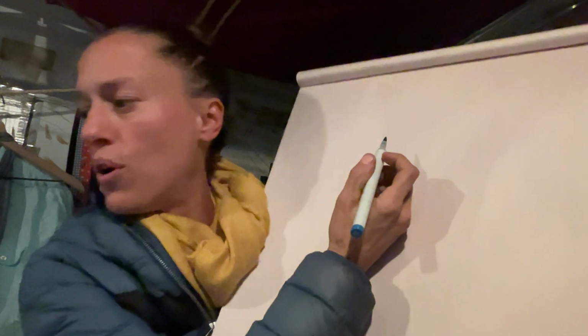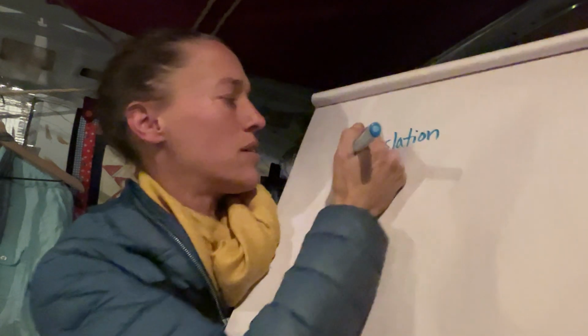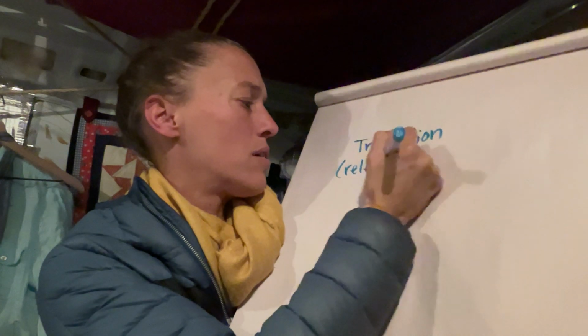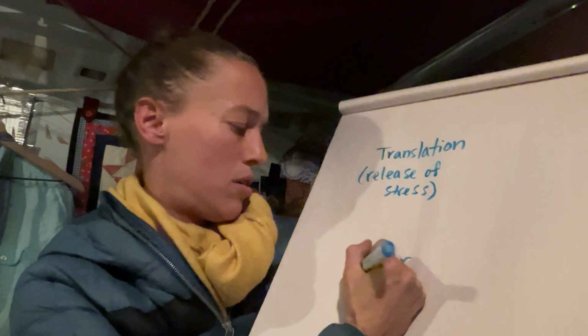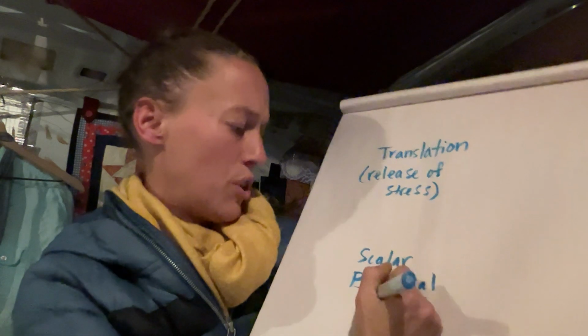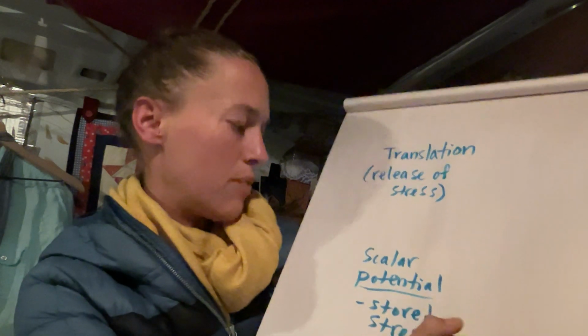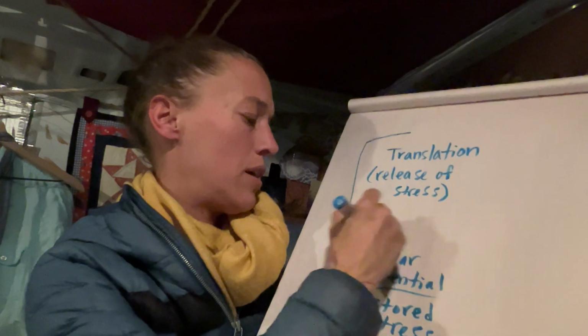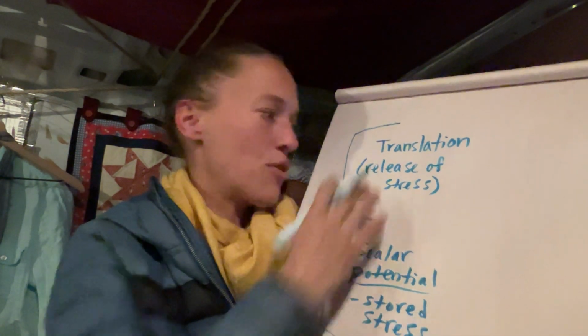And I've got the diagrams here in case I need to check for accuracy. So let's look first at translation. Translation is release of stress. And then we also have scalar potential, which is stored stress, like potential. But he refers to it as stress and translation. So scalar potential is building up that stress, and then the translation is the release of that stress.